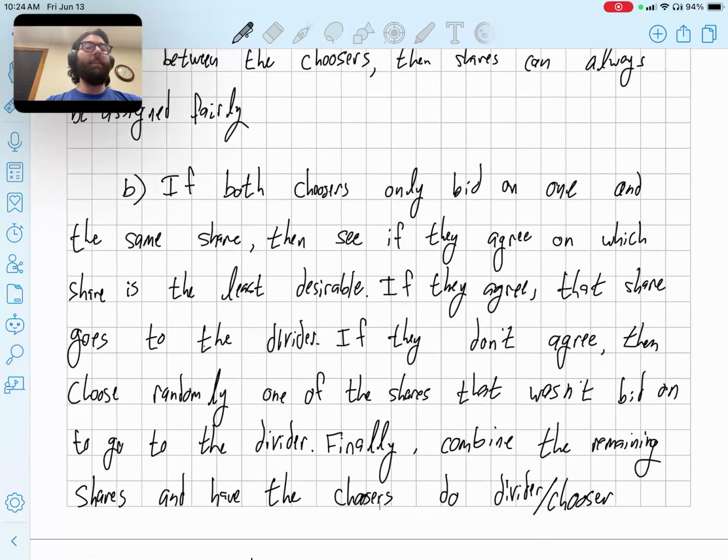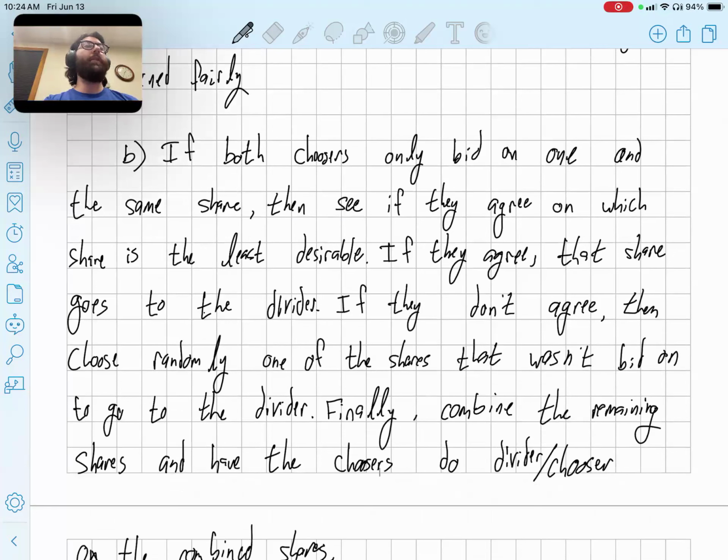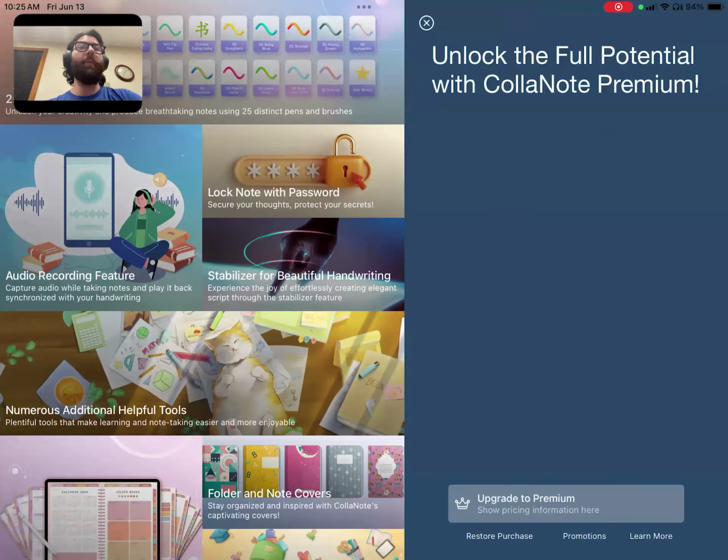Now, in the last case, case B, one of the shares goes away to the divider, and both of the choosers agree that it's worth less than 33 1/3%. So that means the other 2 shares combined are worth at least 66 2/3%. When they do divider-chooser on the combined 66 2/3%, because divider-chooser guarantees at least 50%, they get at least 50% of that 66 2/3%. Half of that would be at least 33 1/3. So no matter what, everyone gets at least 33 1/3% of the total value.